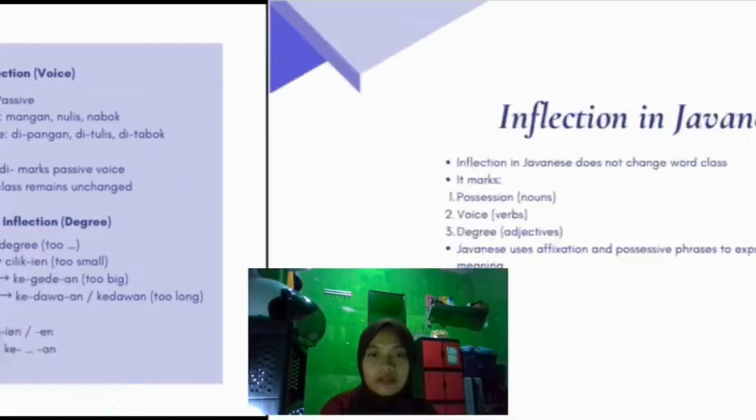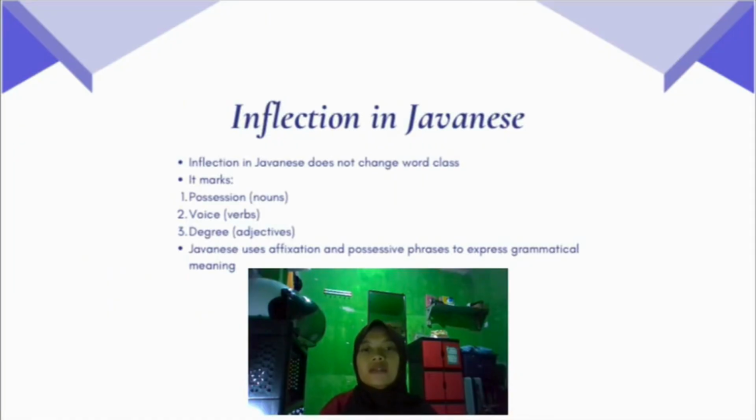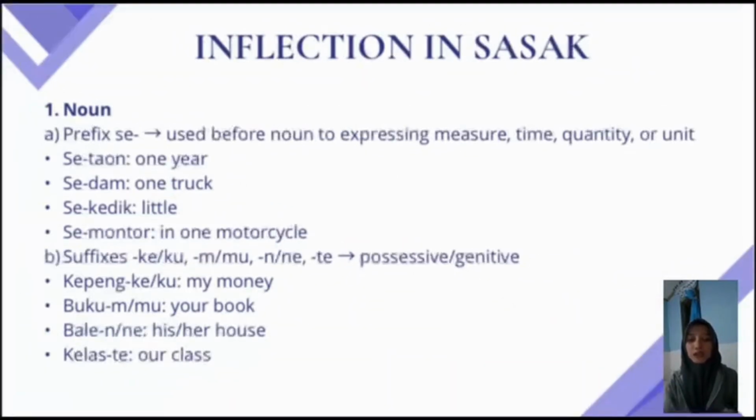Inflection in Japanese functions to mark possession, voice, and degree, while the word class remains unchanged. It marks possession for nouns, voice for verbs, and degree for adjectives. Japanese uses affixation and possessive phrases to express the grammatical meaning. That's all. Thank you.